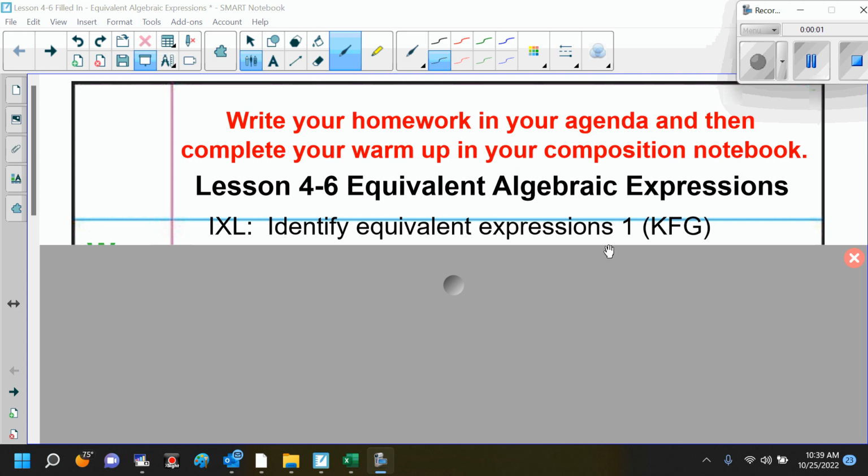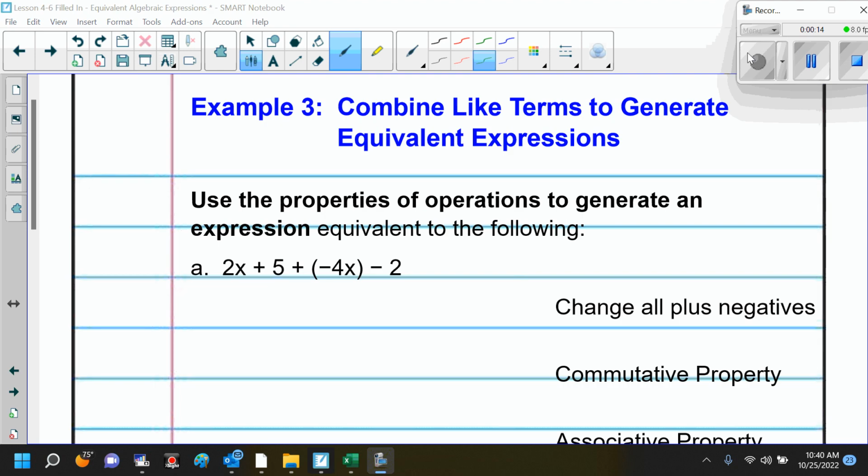All right, so this is part two of lesson 4-6. All right, so example three is combine like terms to generate equivalent expressions.